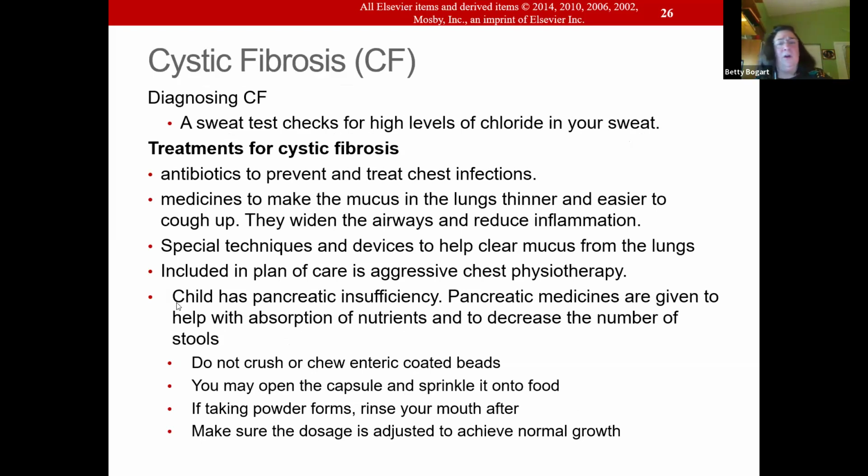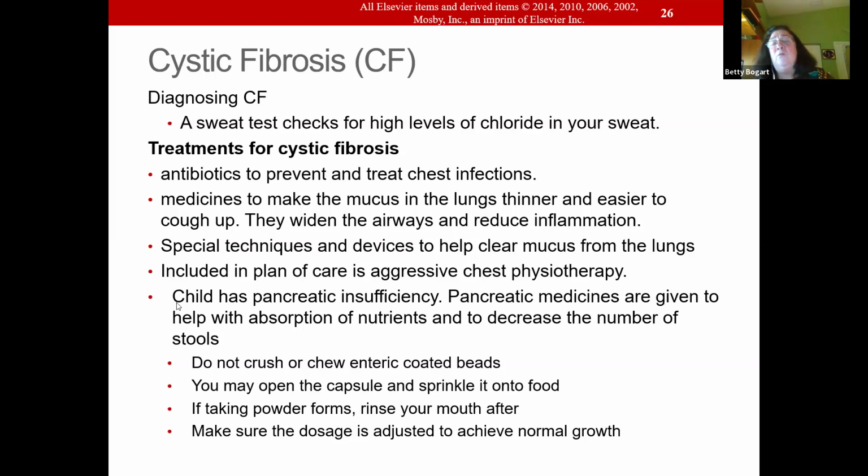Now, treatment, we're going to treat infections, of course. We're going to keep that airway open with those bronchodilators and then all that chest physical therapy. And then they're going to be put on pancreatase medicine, which is because they have pancreatic insufficiency, which means that these children are not breaking down food so they can use it. The pancreas is affected. So, what does the pancreas do? It secretes insulin, right?